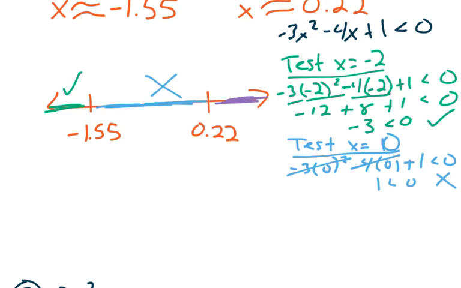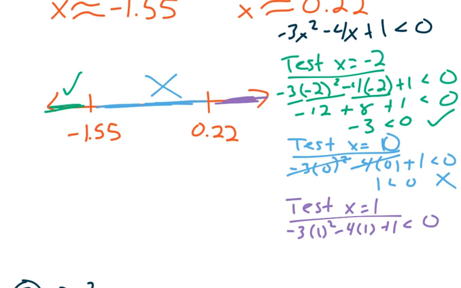And then let's test a number bigger than 0.22. This time we'll test 1. Test x equals 1. So we'll have negative 3 times 1 squared minus 4 times 1 plus 1 less than 0. 1 squared is 1 times negative 3 is negative 3. Negative 4 times 1 is negative 4, plus 1 less than 0. Negative 3 minus 4 is negative 7, plus 1 is negative 6, less than 0. True statement. So we have our check marks.